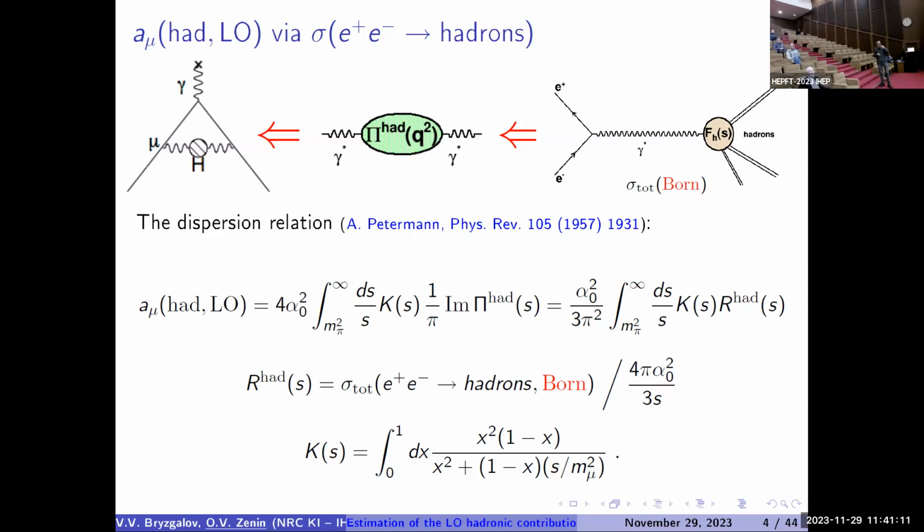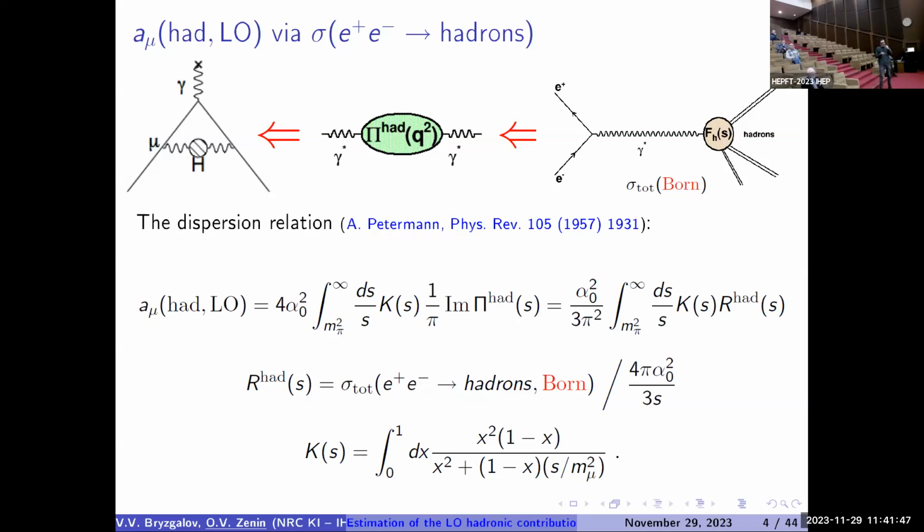S is the squared center of mass energy for this cross section. So we see that the kernel decreases as inverse power of S, which implies that this integral is dominated by the low energy cross sections, namely the π+π− channel, π0γ, 3 pions, and so on.